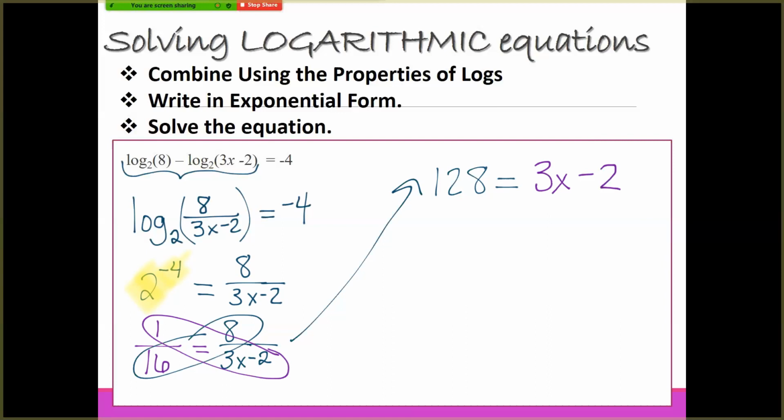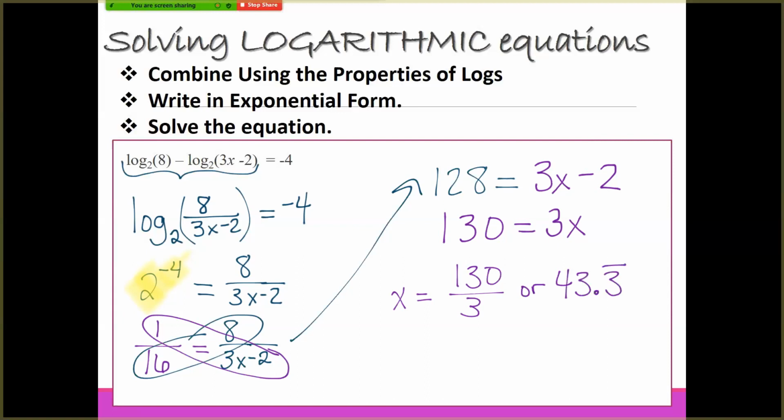So now I have 128 equals 3x minus 2. Going to go ahead and add 2 to both sides to give me 130 equals 3x. We're going to divide both sides by 3. That gives me x equals 130 over 3, or if you want the decimal, 43.3 repeating.